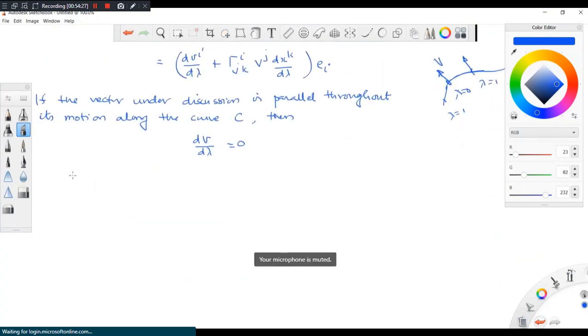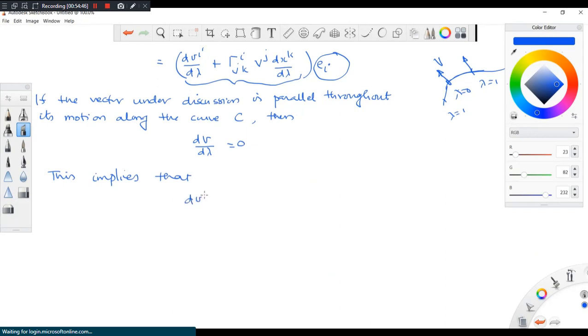So what is that? ei cannot be 0, so the condition is that this coefficient should be 0. This implies that dVi/dλ plus Γ^i_jk Vj dxk/dλ should be 0.